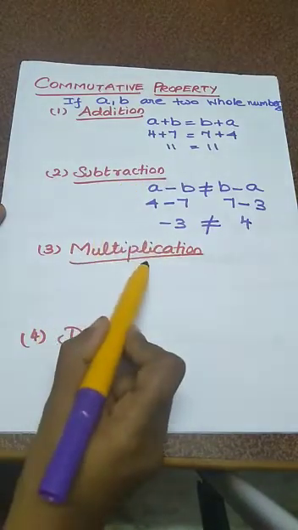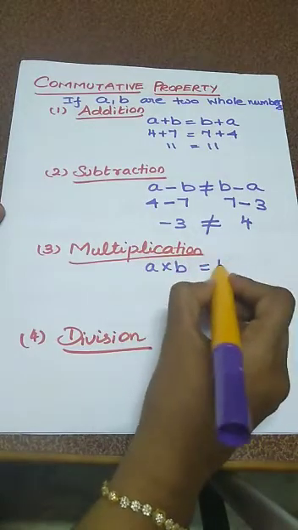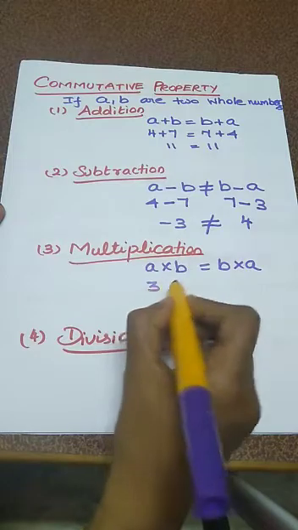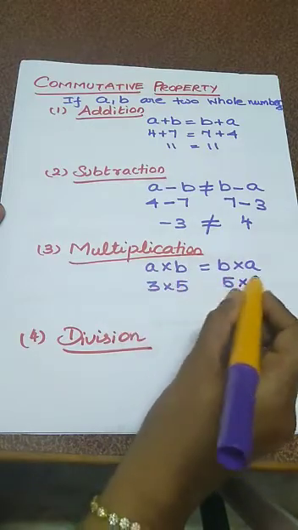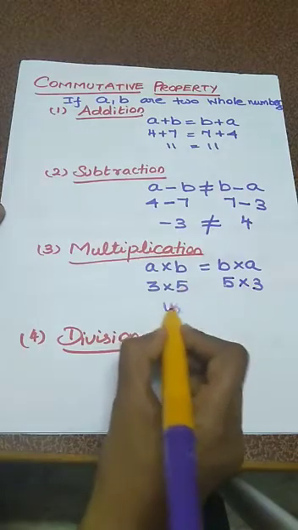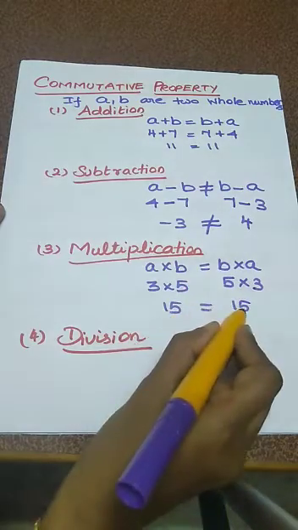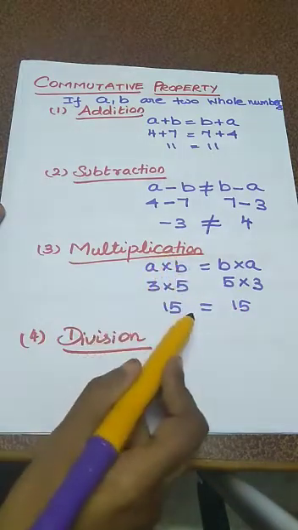Okay. The next one, multiplication. Actually, A into B is equal to B into A. Take two whole numbers, 3 and 5. Okay. Apply the condition in the RHS, but interchange the values. 3 fives are 15, 5 threes are also 15. So the LHS condition is equal to the RHS condition. So the commutative property is true in multiplication.